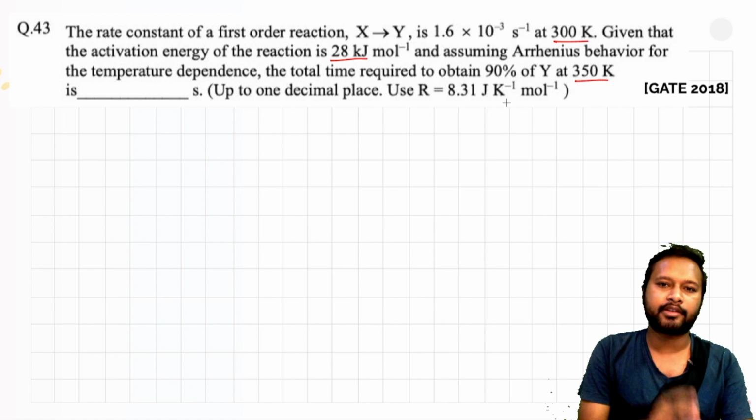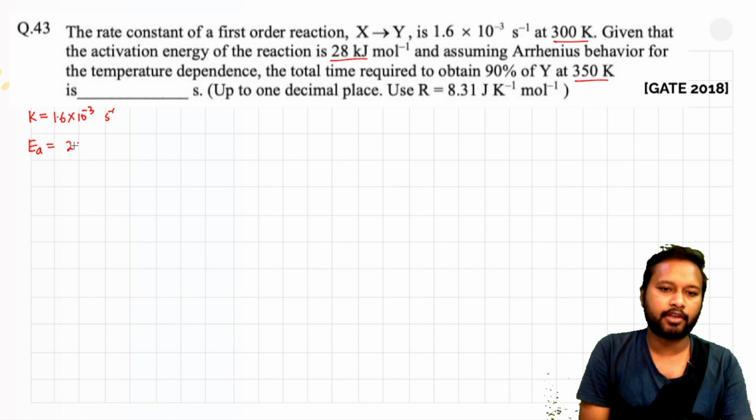Now let's try to do this particular one. First thing is, you are given your rate constant, that means you are given the value of k, that is 1.6 into 10 to the power minus 3 second inverse. The next thing you are given is your activation energy. The activation energy is 28 kilojoules per mole, or you can say 28 into 10 to the power 3 joules per mole. The next thing you are given is two different temperatures. You are given T1 equals 300 Kelvin, and T2 equals 350 Kelvin.